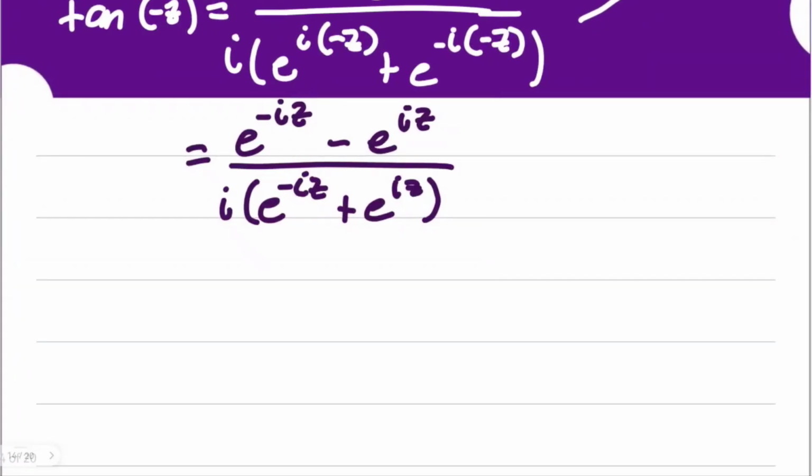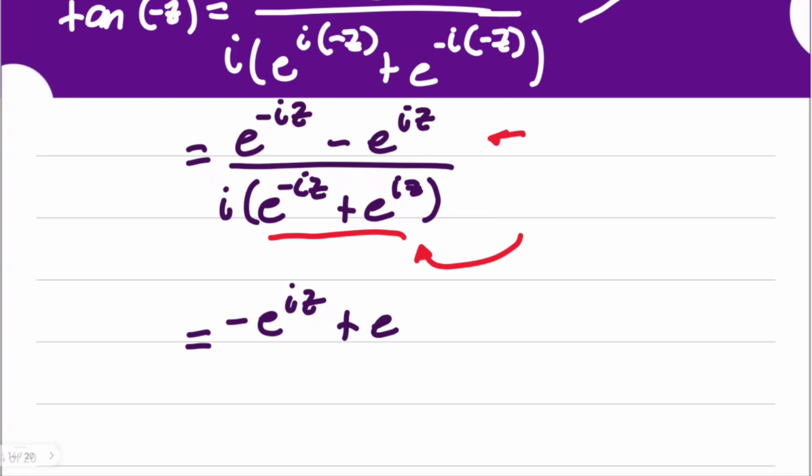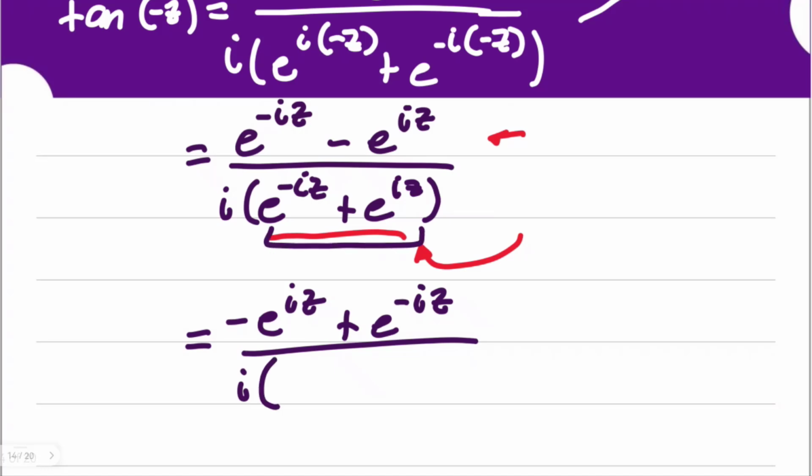So let me rearrange the terms in the numerator and the grouping on our denominator, where the e to the power of negative iz is the second term. We have here negative e to the power of iz. I'm using this as my first term. This will be my second term, so it's positive. You have plus e to the power of negative iz all over i. As I arrange the denominator, since both of them are positive, we did not change the signs, simply rearrange them in that order.